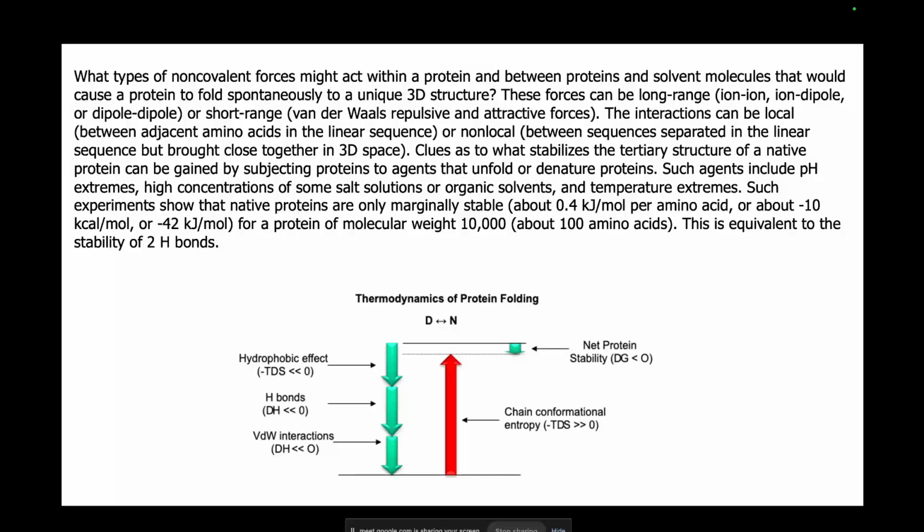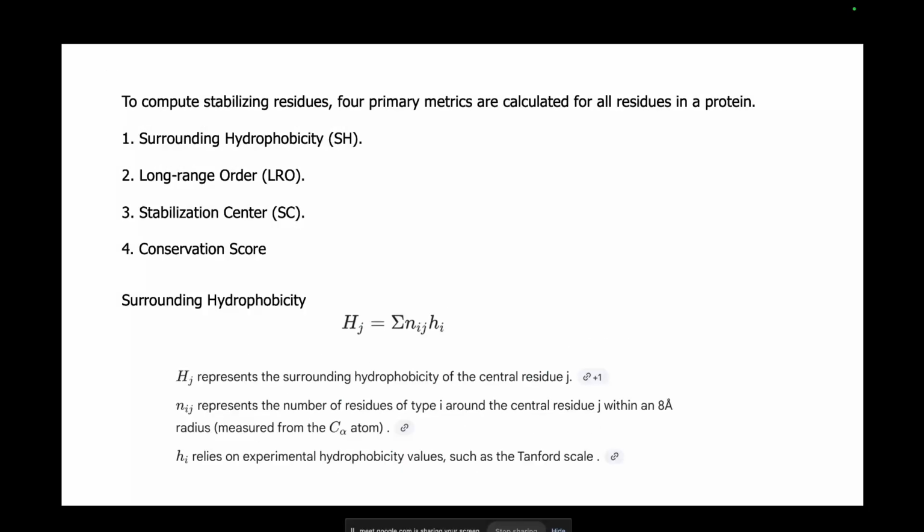So the purpose of this slide is to tell you that denaturing a protein is not that difficult, because the delta G stored because the protein is folded is small. If you subtract the Gibbs free energy of the folded state from that of the unfolded state, it's not that different. It's only at the level of two hydrogen bonds for a protein of molecular weight 10,000. So how do you compute the stability of the protein? How do you say that this folded structure is more stable than that structure and vice versa?